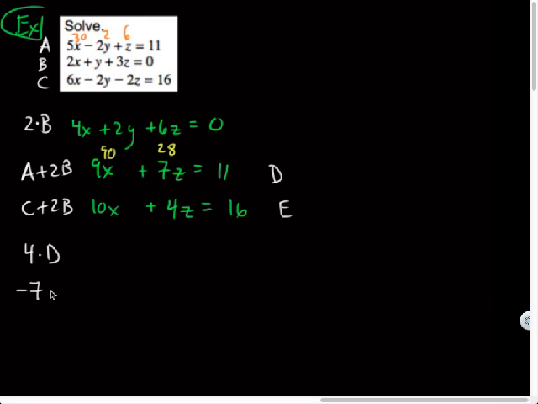Negative 7. I like the negative because it'll give me the opposite that I need, right? Since both of those started with the same sign. As long as I'm labeling my work, I won't get too lost. So let's do this. 4 times D: 4 times 9, 36x, 4 times 7 is plus 28z. 4 times 11 is 44. Don't forget to multiply the right-hand sides.